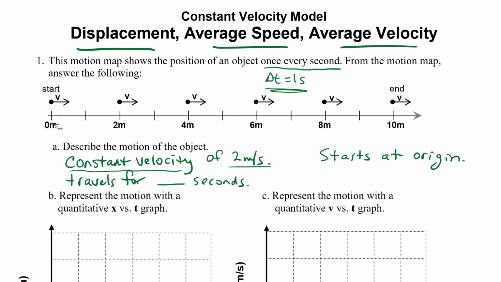and it travels for how many seconds? Now just be careful, don't count the dots, but count the jumps. So that would be 1 second, 2, 3, 4, 5. So it travels for 5 seconds. So just be a little bit careful. You're not counting the dots, you're counting the intervals, the number of seconds that have elapsed.